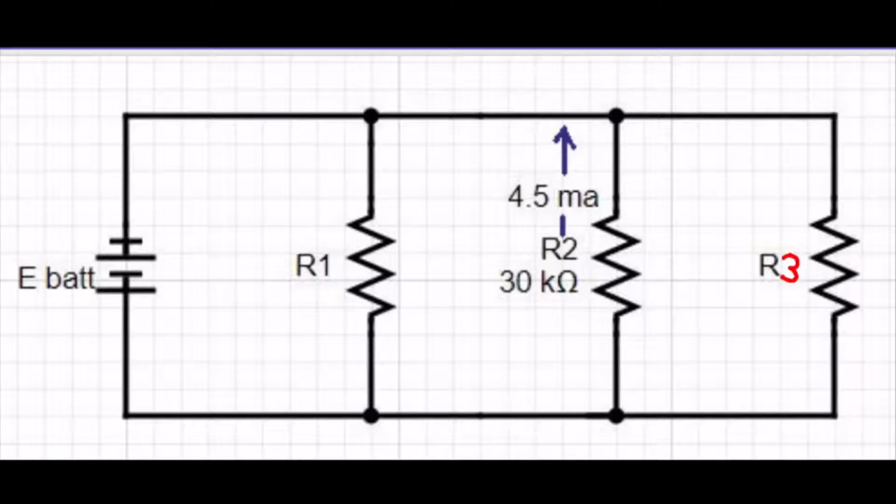Okay, so R3. And you see that the resistor R2, we know two things about it. We know its size. It is 30K ohms. Okay, what does the K mean there? The K means 1,000, so it's 30,000 ohms in size. I'm going to write that out. 30,000. That's how much resistance it has.